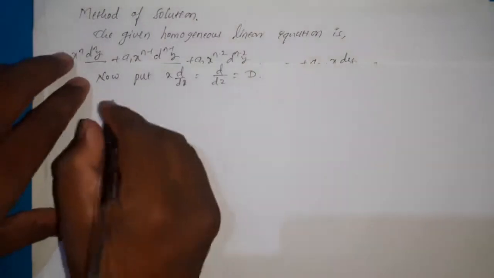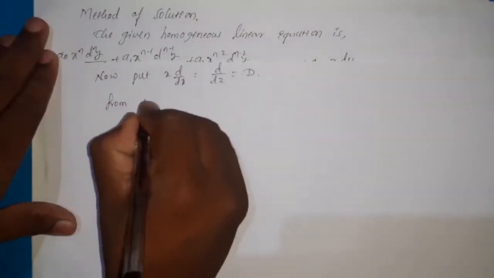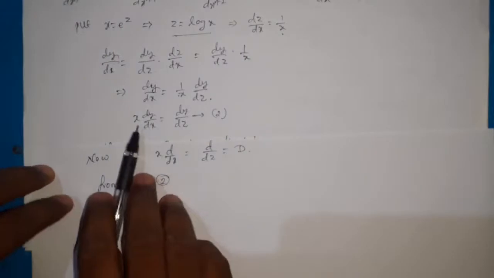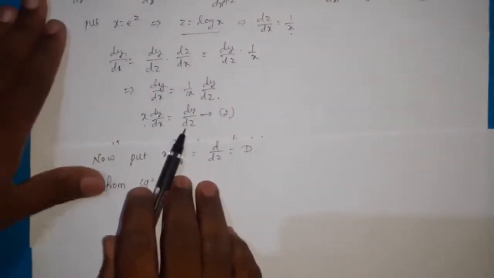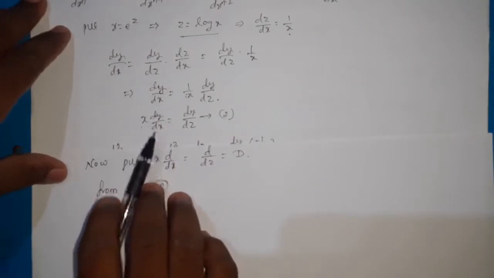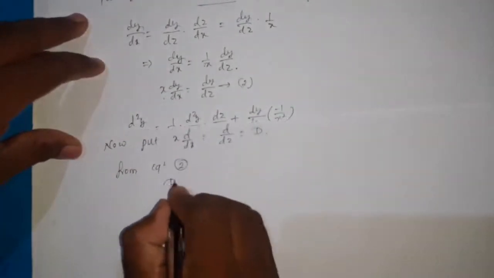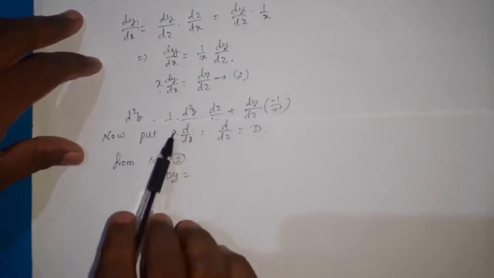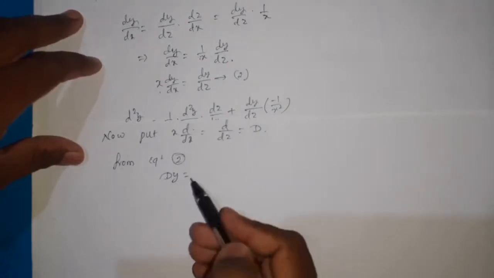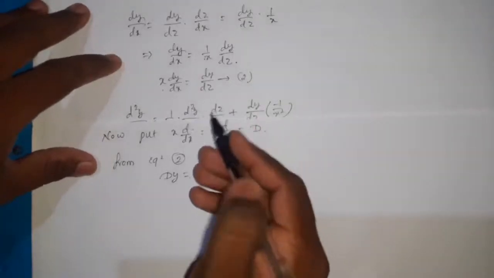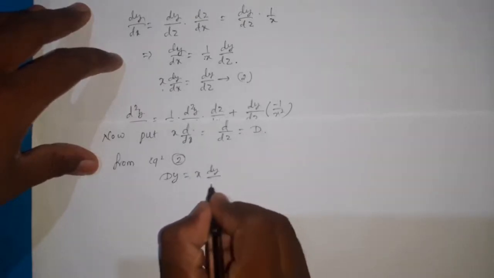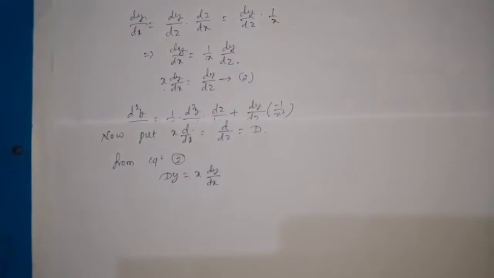And then from equation 2, so what is equation 2? Here x into dy by dx equal to dy by dz. So already we know that x into d by dx is capital D, then this becomes Dy, because we are not considering y in the operator. So the operator is only x into d by dx. Therefore Dy is equal to dy by dz, sorry, this is equal to x into dy by dx. So x into dy by dx can be considered as capital D into y.